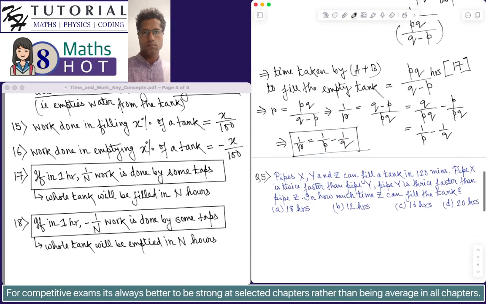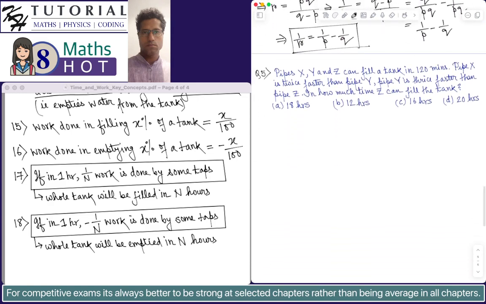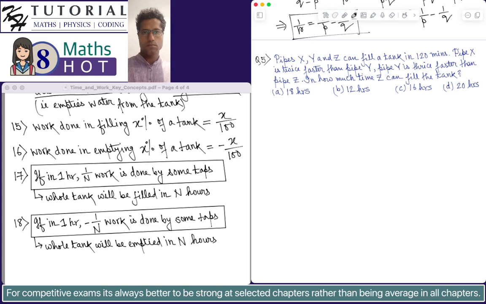Okay, let's do the last problem. Pipes X, Y and Z can fill a tank in 120 minutes. That is, when all the three pipes X, Y and Z are working together, they are filling the tank in 120 minutes. Now pipe X is twice as fast as pipe Y. Pipe Y is 3 times as fast as pipe Z. In how much time can Z fill the tank?